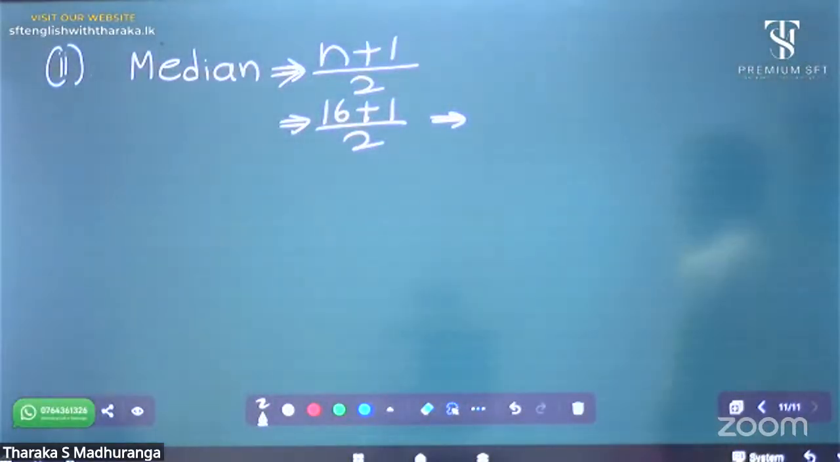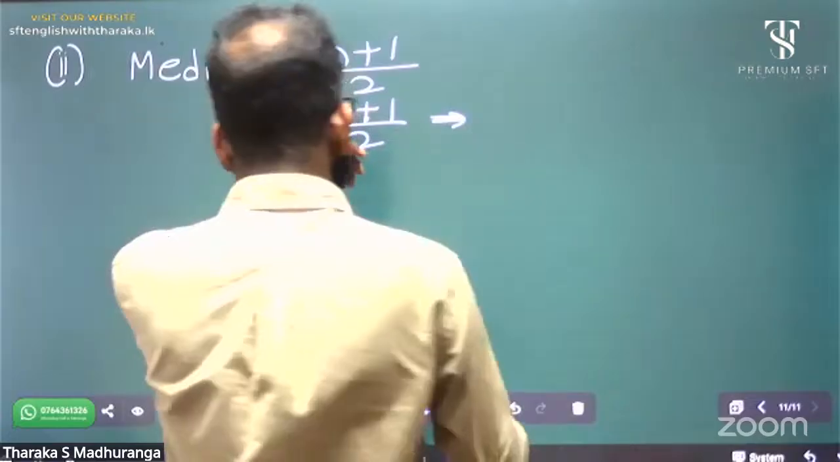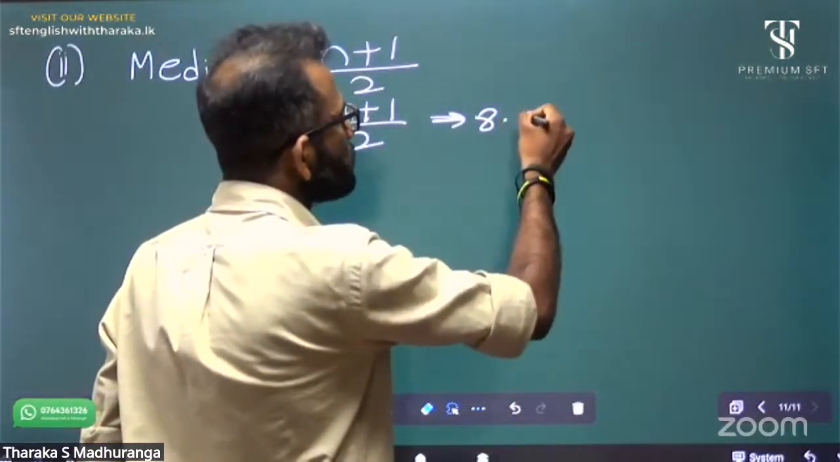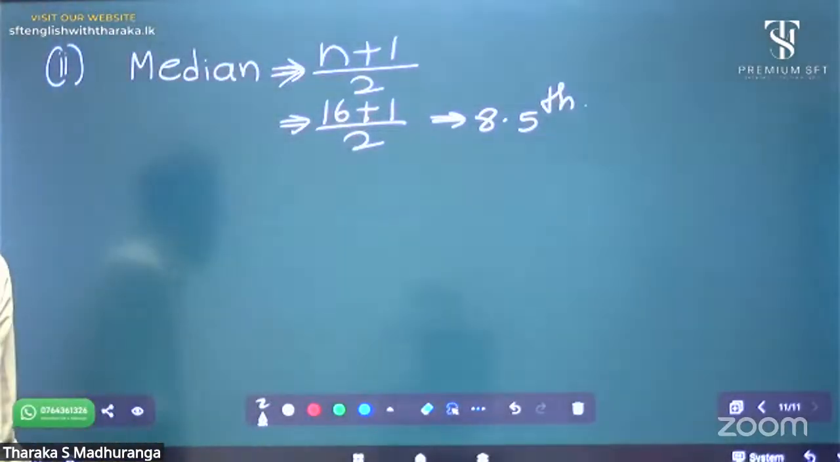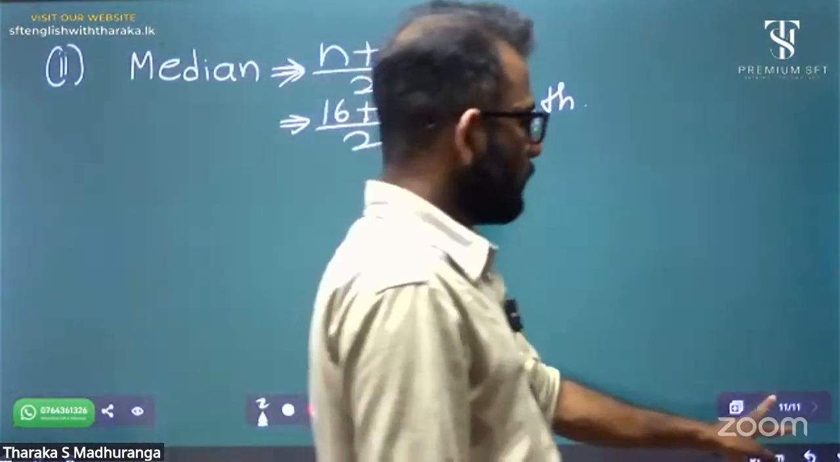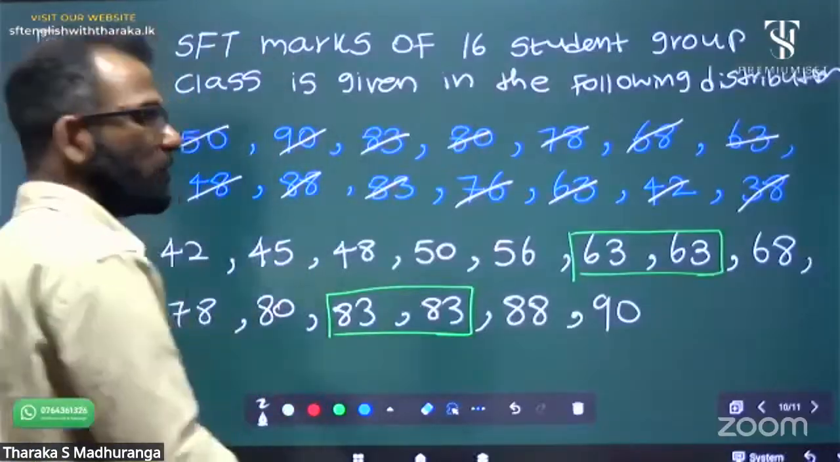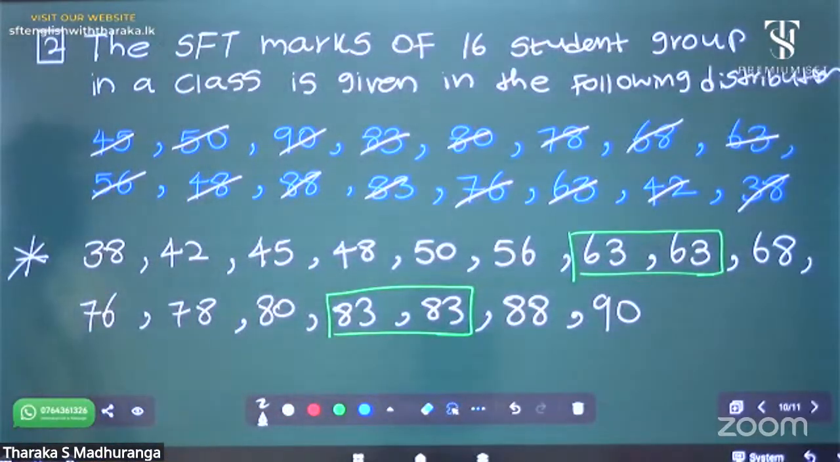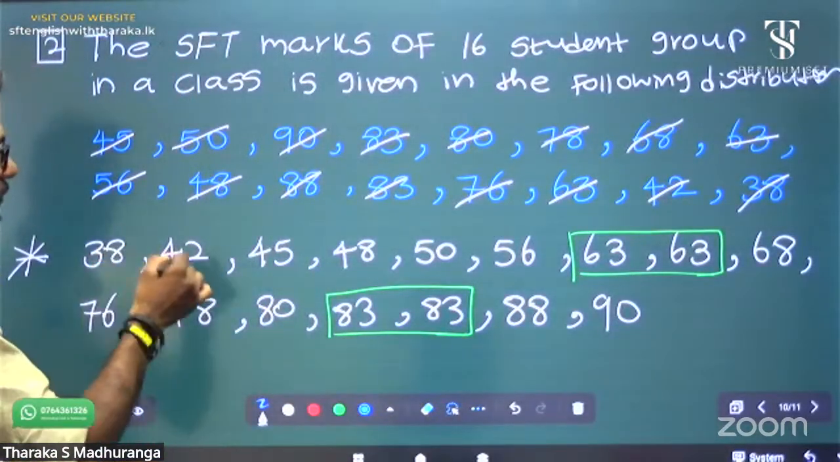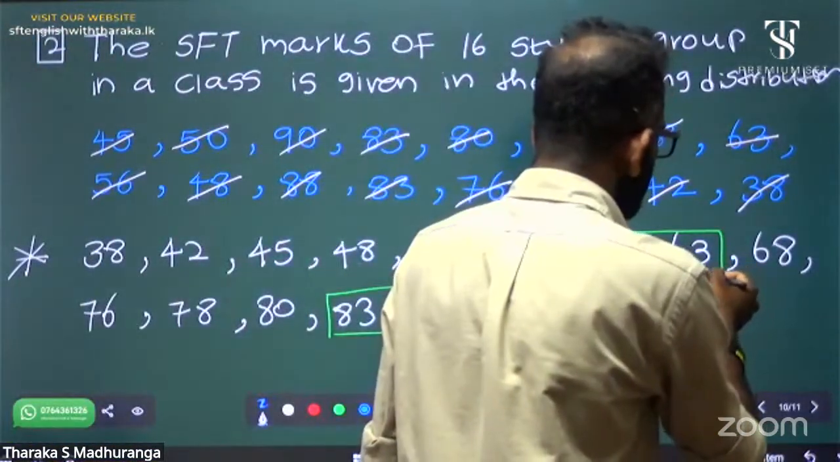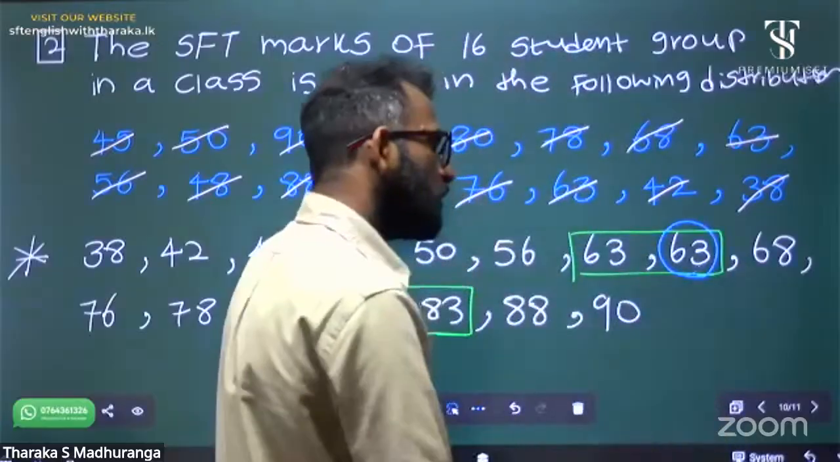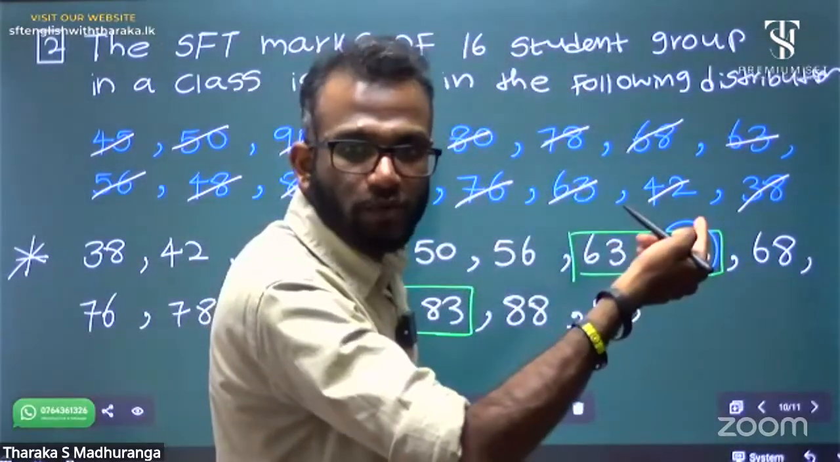17 over 2 is 8.5. Now how to find the 8.5 value? Okay, remember: 1, 2, 3, 4, 5, 6, 7, 8. This is the 8th value, and we need the 8.5.